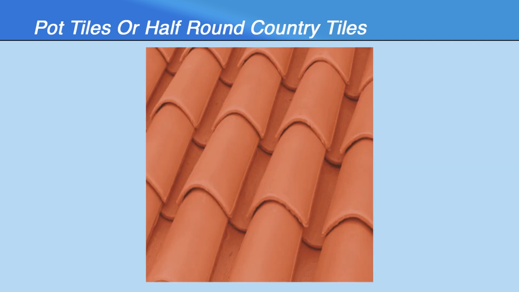Pot tiles or half round country tiles. Pot tiles or half round country tiles are most commonly used in villages and rural areas. These areas have houses instead of high rise apartments. The half round country tiles are laid in pairs of under tiles and over tiles. The under tiles are laid in such a way that the concave surface faces upward, and over tiles are laid in such a way that the convex surface faces upward.